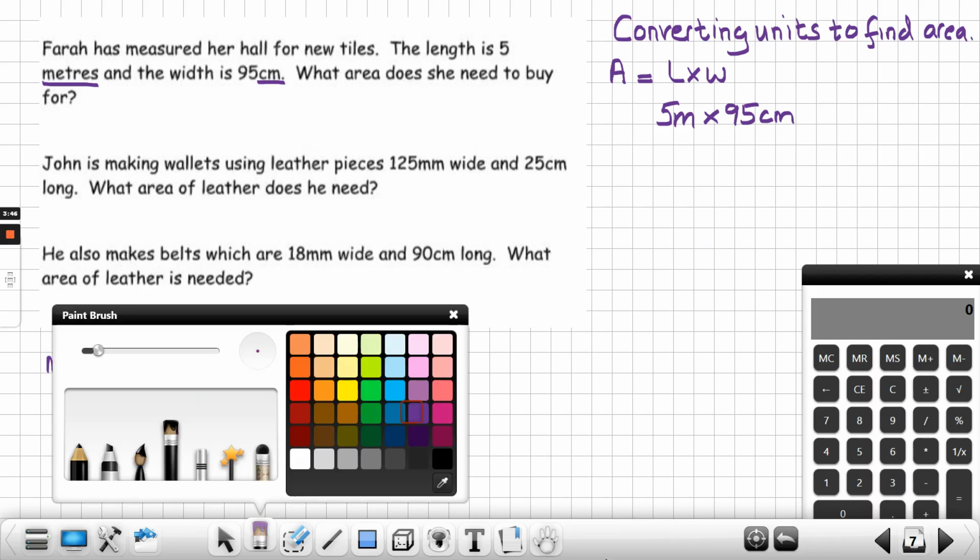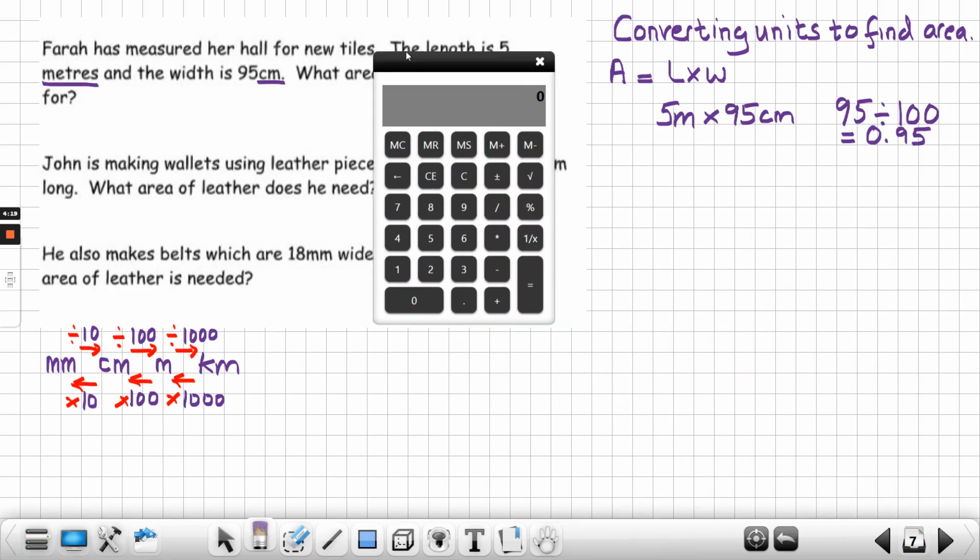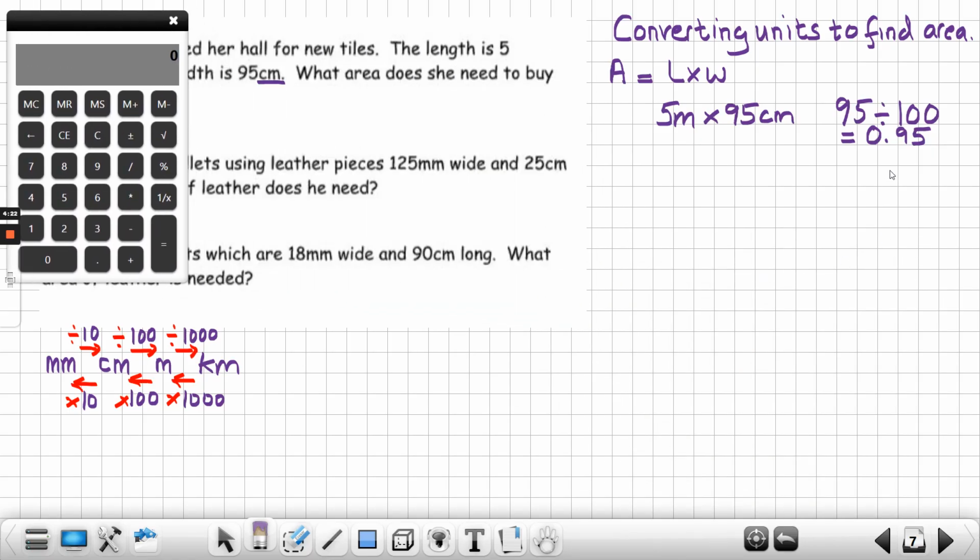Let's go back to purple. So I'm going to change to meters. So centimeters, and I want to go to meters, so I'm following the arrow that way. Centimeters to meters, I'm going to divide by 100. 95 divided by 100. Use the calculator if you want to, but because it's a very useful skill to be able to multiply and divide by tens, hundreds, thousands without calculations, you should look that up, but not for this video. Okay, so that would become 0.95 meters.